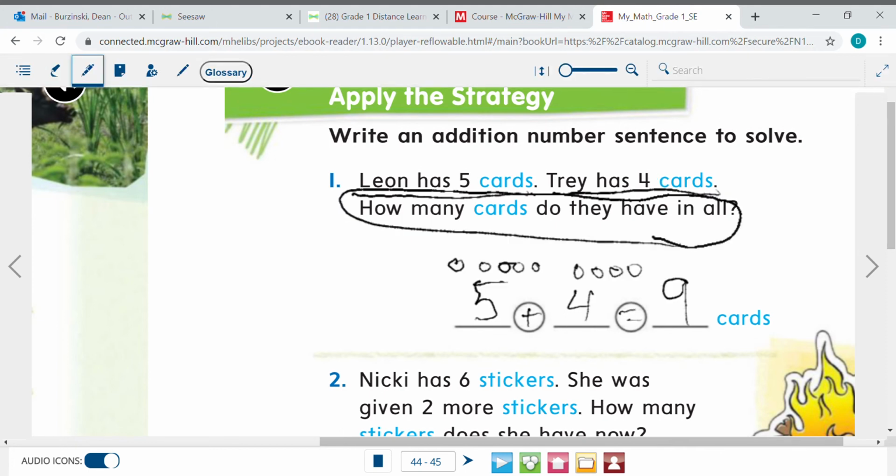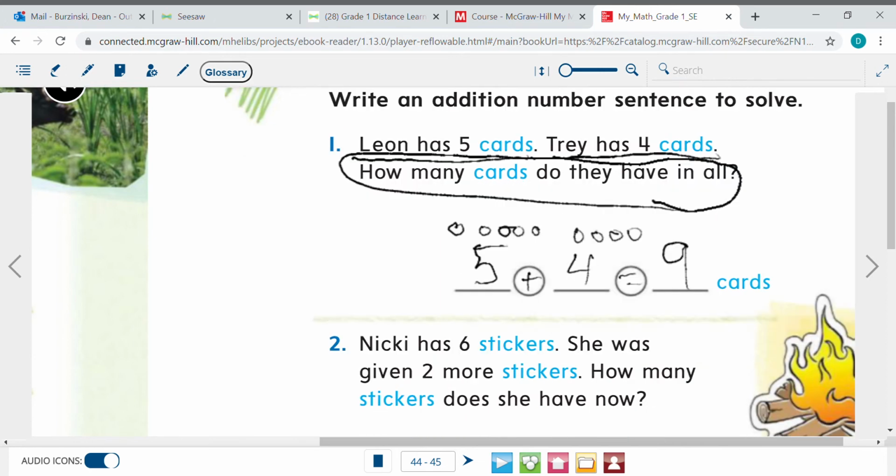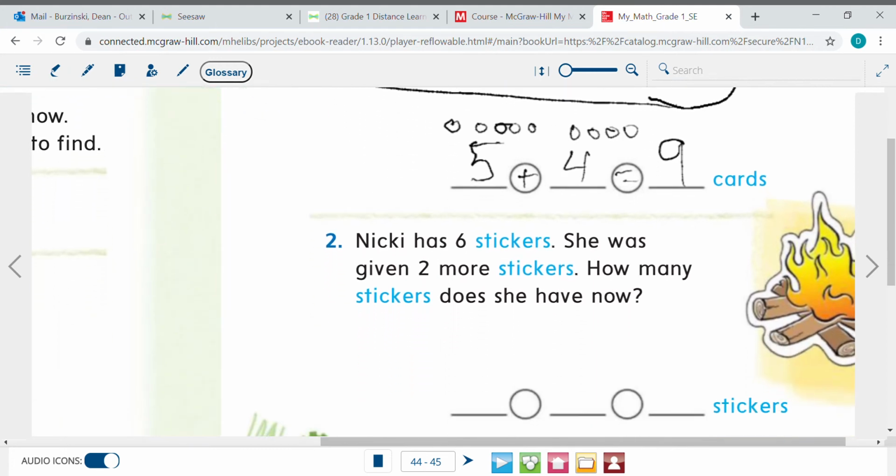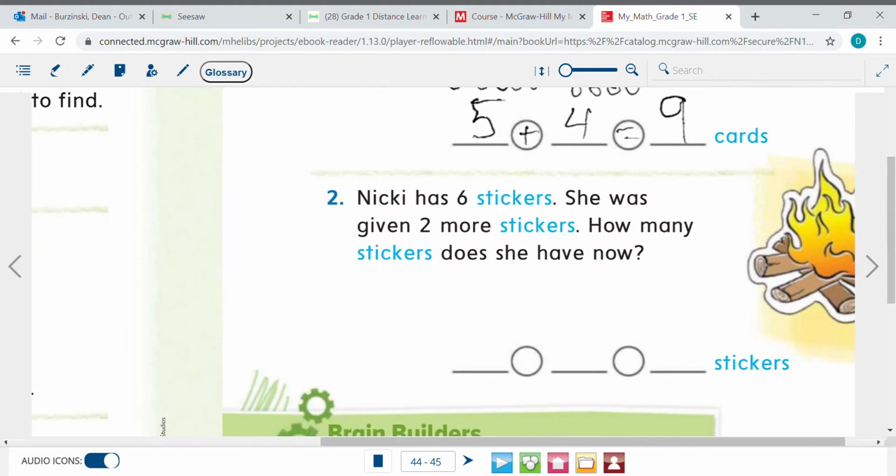Does that make sense? Leon has 5, Trey has 4. How many do they have in all? Together, in all, 5 plus 4. Let's look at the next problem.